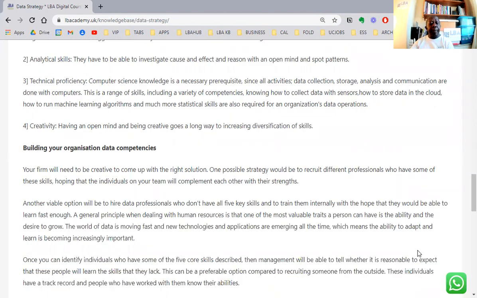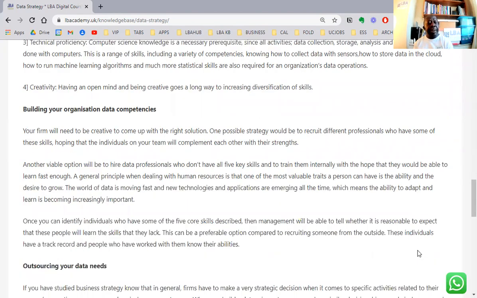So let's just hop over now to building your organization's data competencies. Your firm will need to be creative to come up with the right solution. One possible strategy will be to recruit different professionals who have some of the skills, hoping that the individuals on your team will complement each other. So like you have a bunch of specialists and each one kind of helps the other person.